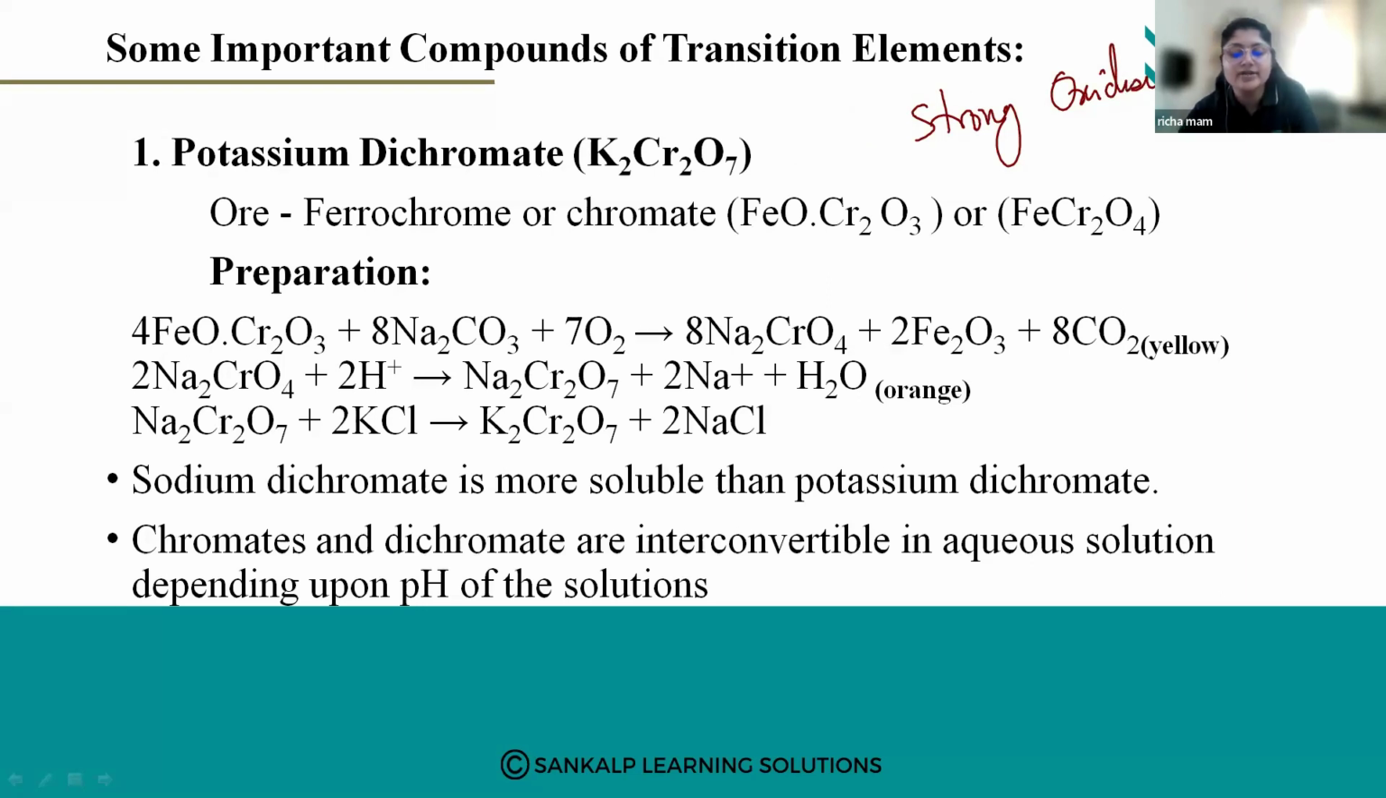Then the third point is that the interconversion of chromate to dichromate can be done easily. It is observed that in acidic medium, chromate ion can be converted into dichromate, and in basic medium, dichromate can be converted into chromate. Whatever the interconversion is, it depends on the pH of the solution.